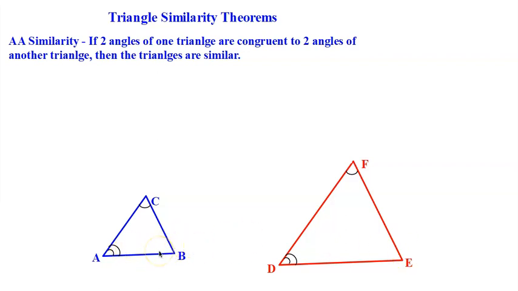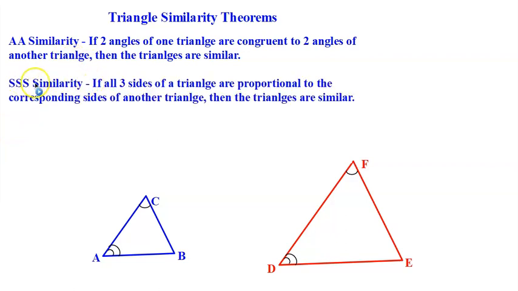Why don't I need the third? Well, because all three angles add up to 180, and so if these two are congruent to those two, that third angle has to be the same measure to make it all add up to 180, right? So as long as you got two angles, that's good enough, because the third one's automatically going to work, and if all three angles work, then the sides are automatically going to be proportional. Okay, so that's angle-angle similarity.